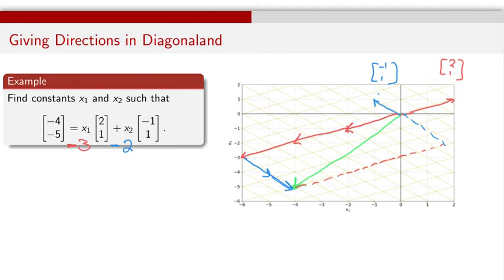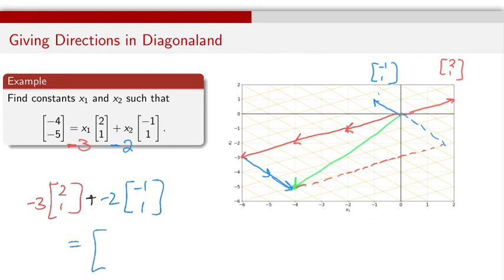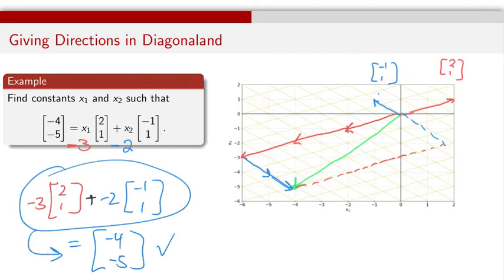So what I can see, and we can check this, is that if I go -3 times 2, 1, and then I go -2 times -1, 1, that doing the arithmetic gives me -4 and a -5. So that checks out. And you can double check your vector arithmetic to make sure that this gives us the right result.